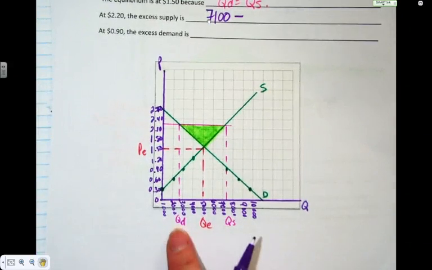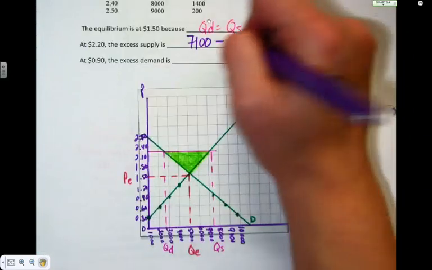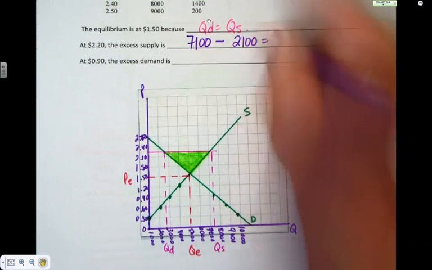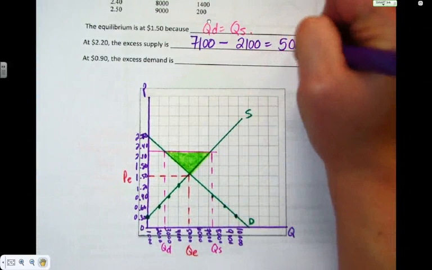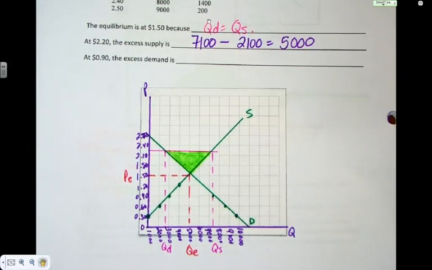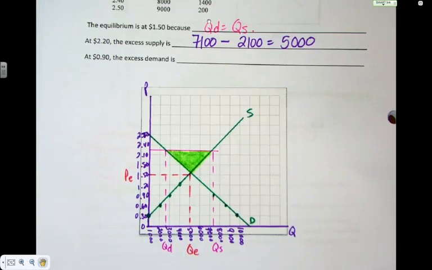Let's estimate the QD. Offer of 1,900. 2,100. What's the excess supply? Not a good thing for the economy. Why? Yeah, what are they going to do with 5,000 extra patties? That would be a lot.